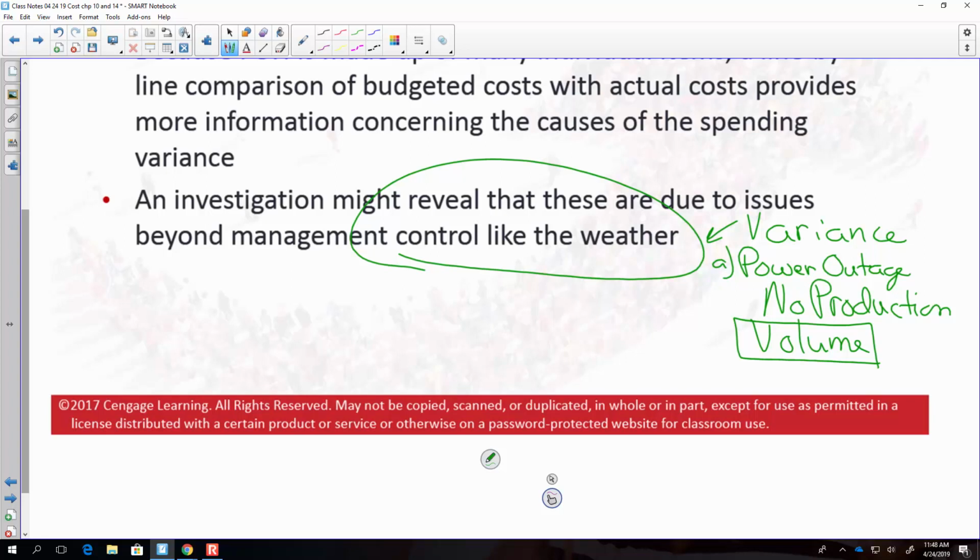But what happens if I don't produce? My cost per unit keeps creeping up because I'm not making the number of units I plan to make. So that's the big deal here. So if you ever are a production manager, just say blame the weather. I lost power. Okay, all right. Something to think about.